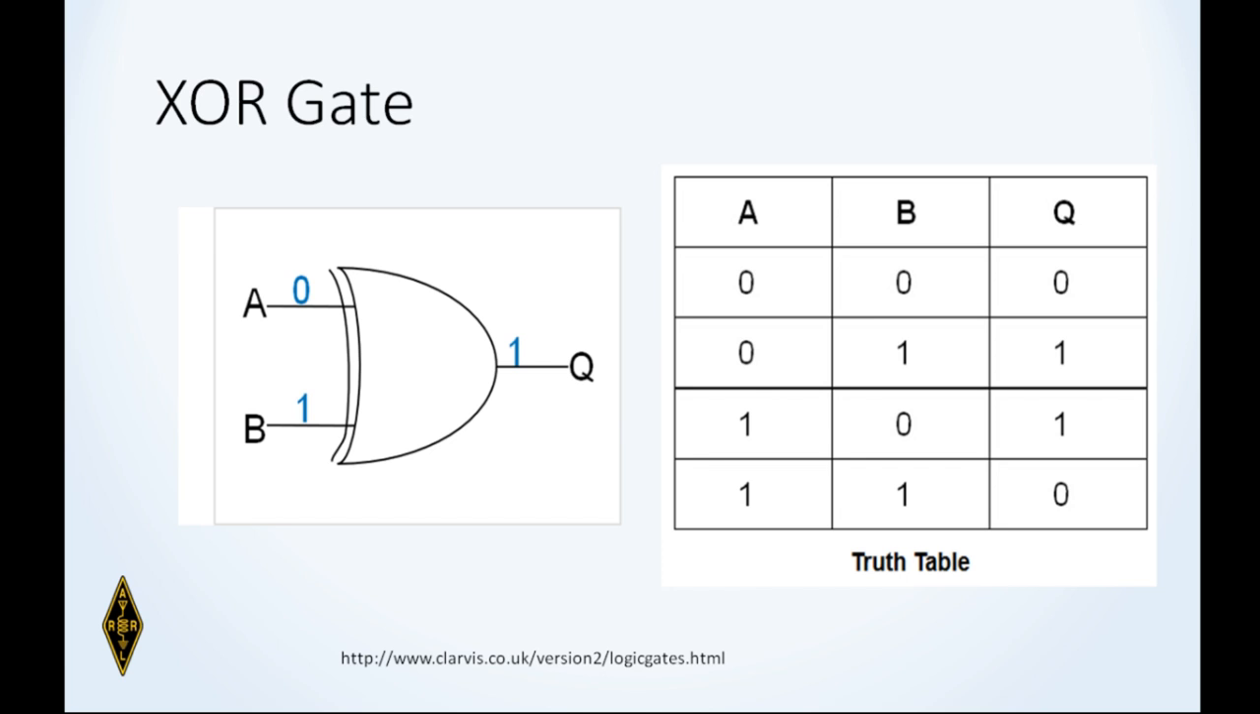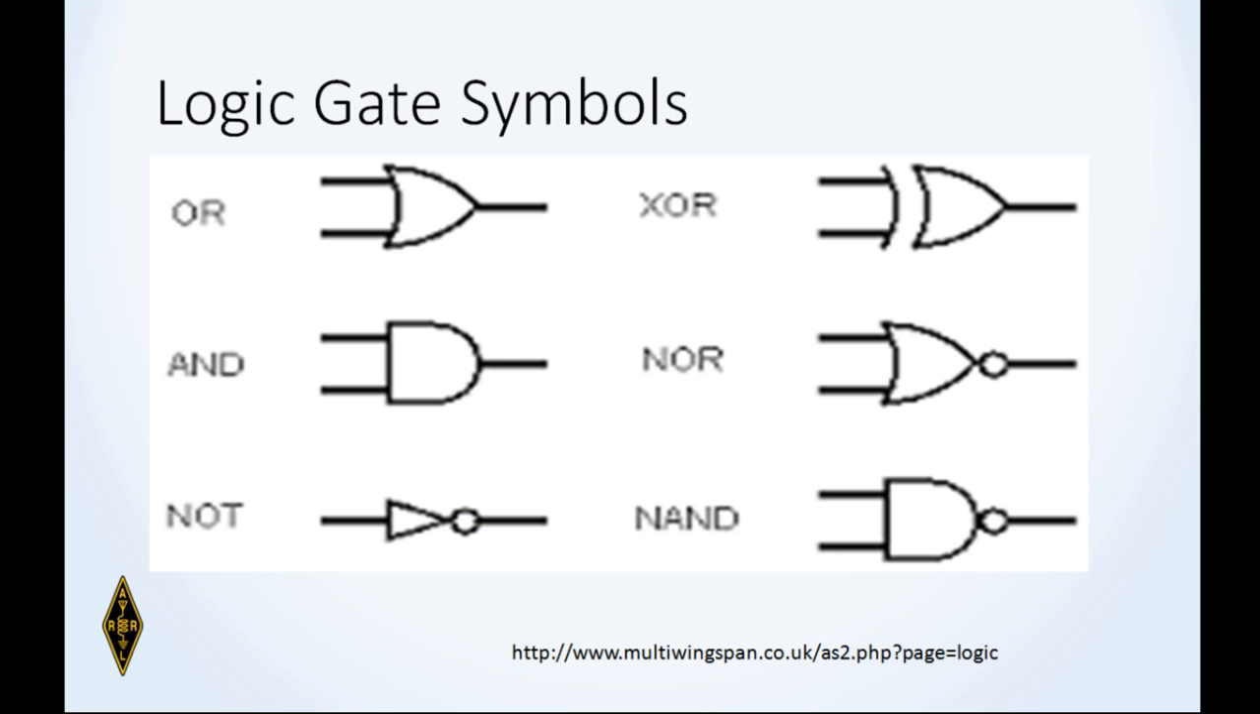And here are some additional logic gate symbols for OR, AND, NOT, the exclusive OR. A NOR gate is simply an OR gate with an inverter on the output. And the inverter is distinguished by that little dot on the output. And a NAND gate, which is essentially an AND gate with an inverter on the output, indicated by the dot.